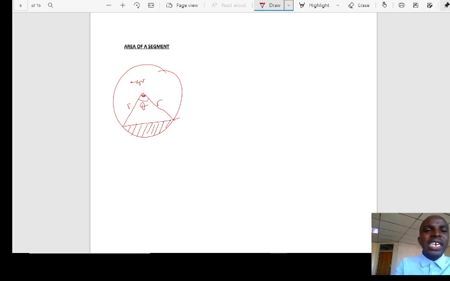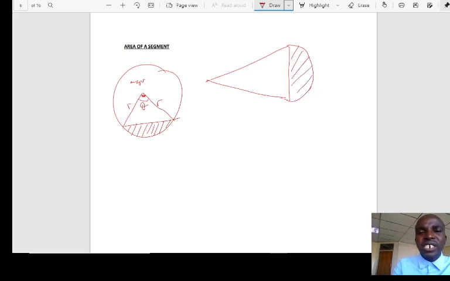As you can see, the segment is made up of two different things here. We have a triangle and a sector, like this. So this one will be the segment, radius, then we have our theta here. To calculate the area of this segment, what do we say? We say area of the whole shape, which is a sector, minus area of the unshaded part, which is a triangle in this case.